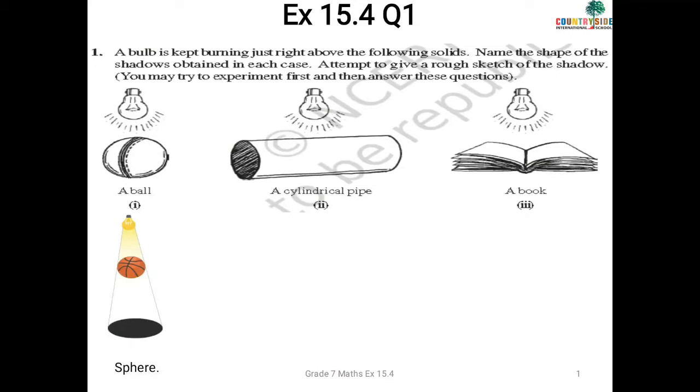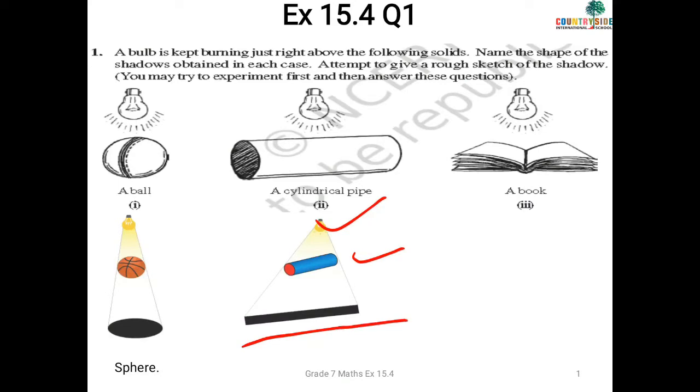In the same way, look at the second part. This is the cylinder shape, and if you put the bulb on the top of a cylinder, which figure are you getting? Yes, it looks like a rectangle. So your answer is simply rectangle, right? These types of questions are very interesting, and you can perform this activity at your home also.